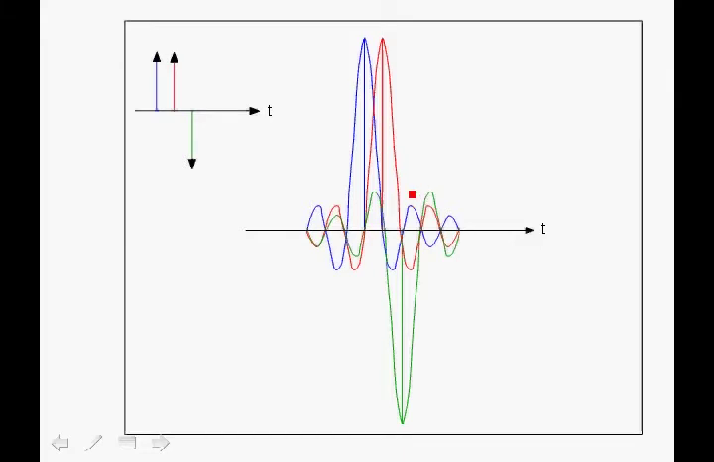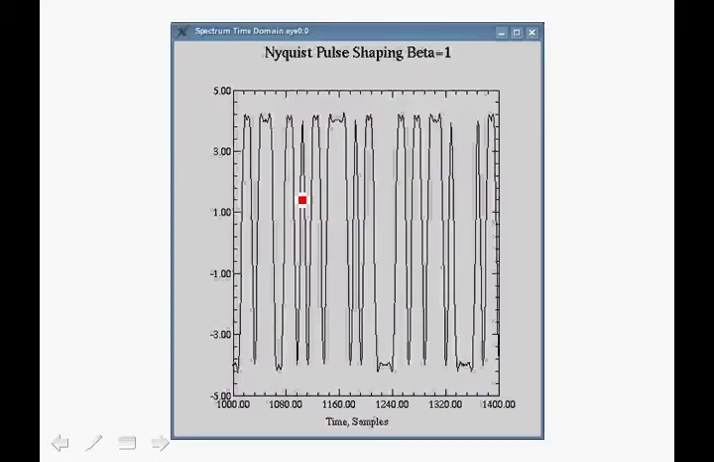And here we're showing the case where you have 0 excess bandwidth, the case where you have a sinc function. In the time domain, we will have a superposition of all the impulse responses, and we get a signal as shown over here. For this particular case, beta equals 1, and we have 100% excess bandwidth.